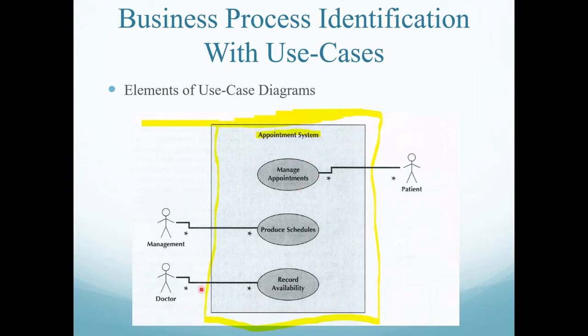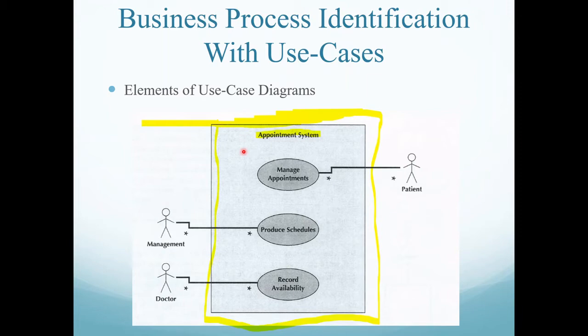Appointment system, you may consider this system as a website, because a website is a type of information system. Then management of this hospital will access this website and produce schedules. And doctors also will access this system and record their availability. Once availability is set up in the system, then patients may access that information, but here we don't want to show that type of detail. Instead, we just want to represent what kind of process we have, and we will assume that that type of information will be stored somewhere in this system.